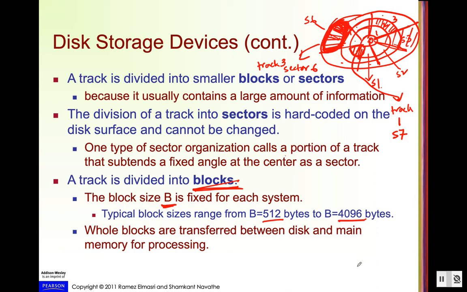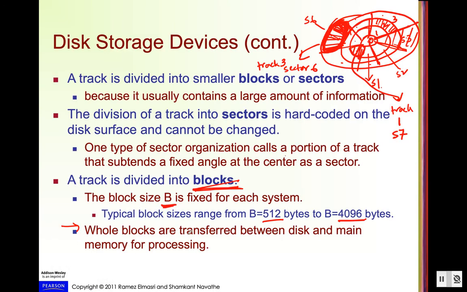This is very important: whole blocks are transferred between disk and main memory for processing. So what do we mean by that?